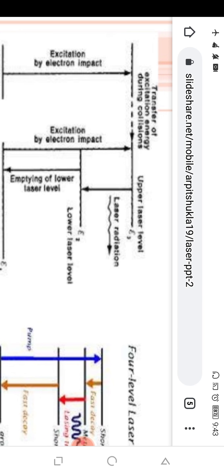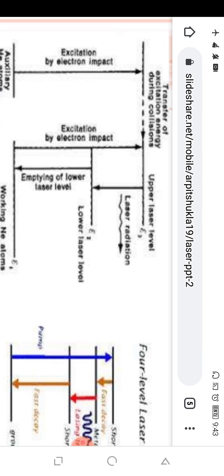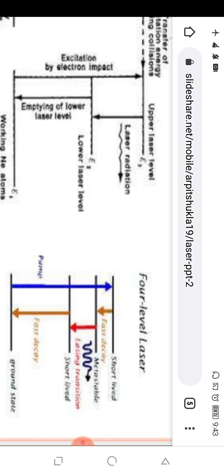While coming down to the ground state, they transfer energy to the neon atoms. Now these neon atoms move to different excited states. It can be an upper laser level or a lower laser level. There are two different possibilities of the excited levels for the neon atoms, depending upon the energy that is given to the helium. And this is the band diagram.